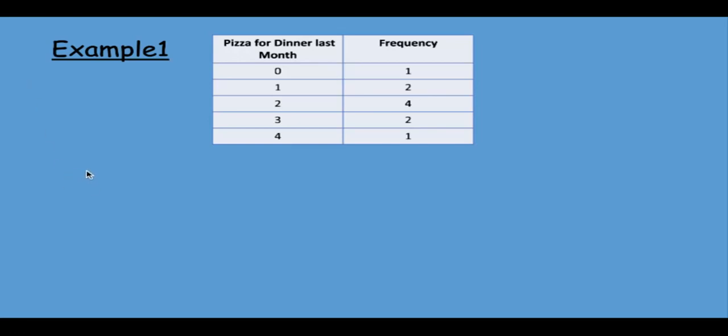Okay, so what we're going to do today is have a look at the simple method of finding the mean from a table, and what we do is we rewrite all this data down as a list. So one person had pizza no times, 2 people had pizza 1 time, 4 people had pizza 2 times, 2 people had pizza 3 times, and 1 person had pizza 4 times.